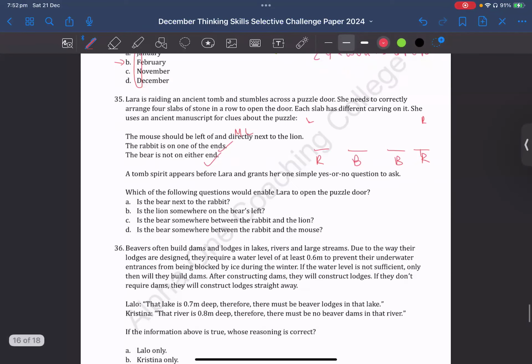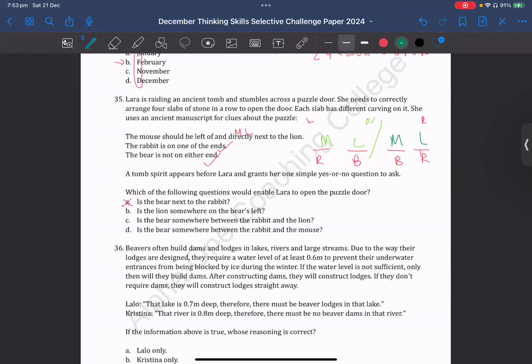So you've got a yes or no question to ask. Is the bear next to the rabbit? I mean, this doesn't really help because I know the bear should definitely be next to the rabbit. Is the lion somewhere on the bear's left? Okay, so just to make my life a bit easier, I know that because my rabbit and my bear position is kind of fixed, your mouse and your lion should be here, or you should have your mouse and your lion there. And that's really what you want to know. You want to know if your rabbit and bear are on the left side or the right side.